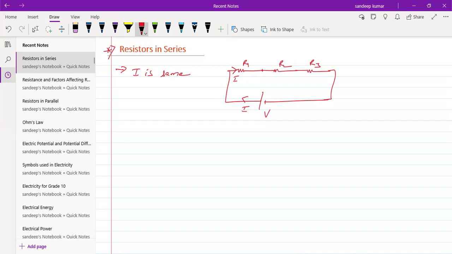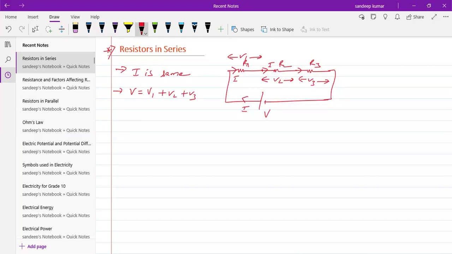Whenever I passes through R1, there is a potential drop across this, that is V1. Similarly, when I passes through R2, there is a potential drop V2, and when I passes through R3, there is a potential drop V3. Whatever voltage we provide in the series circuit divides between R1, R2, and R3. So the total potential applied is equal to V1 plus V2 plus V3. Is it clear? These 2 points you should remember.